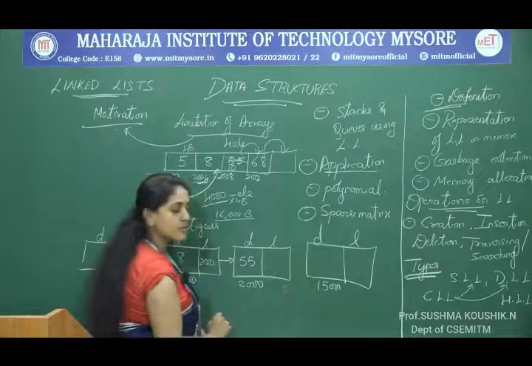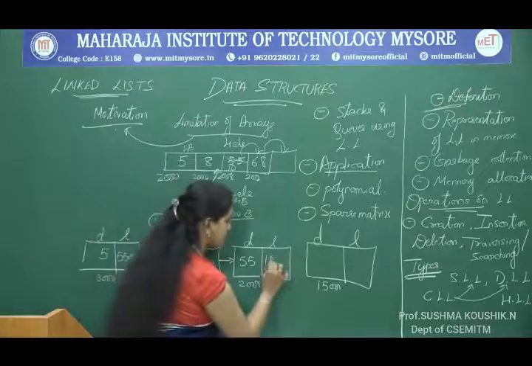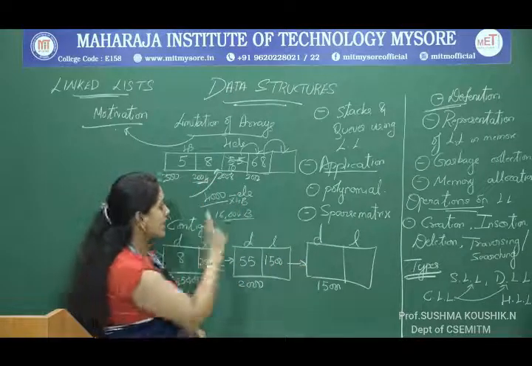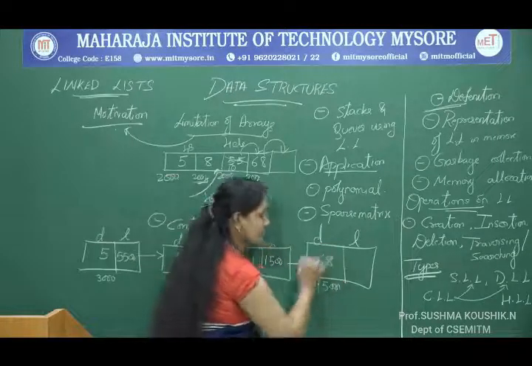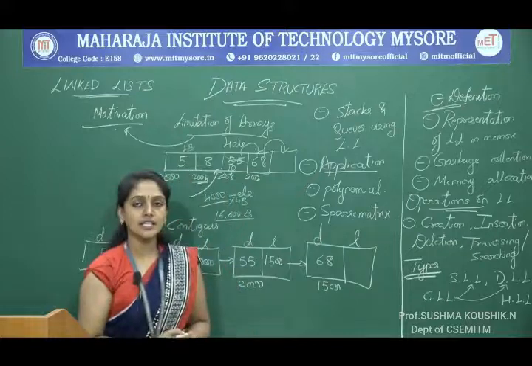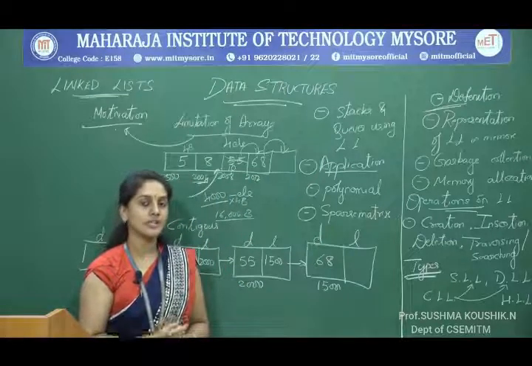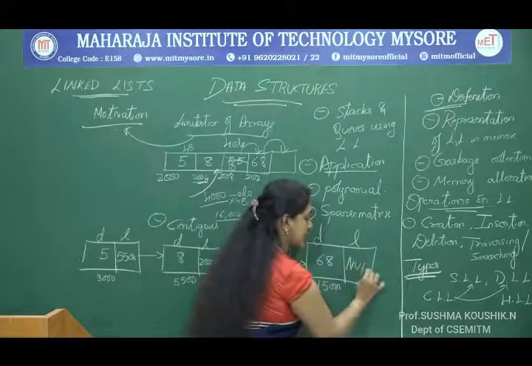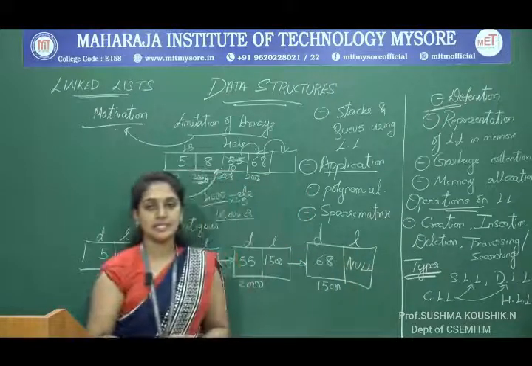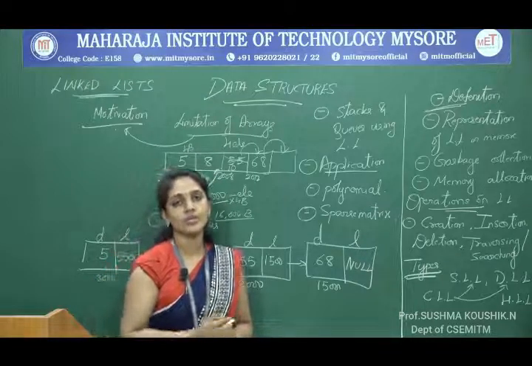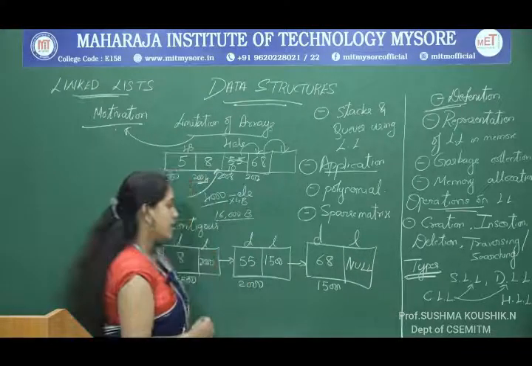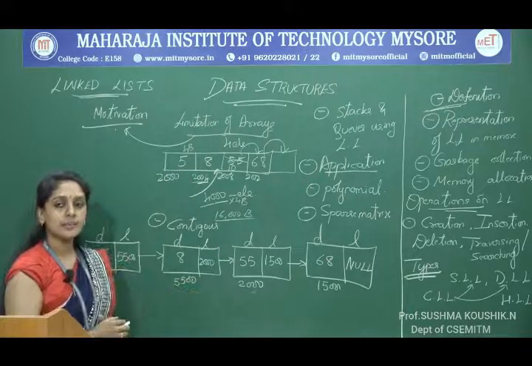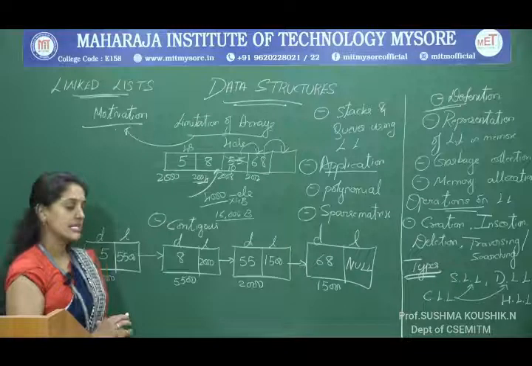The next node is pointing to 1500, therefore it is 1500. Here comes the point, the last node which we are coming to is 68. Since this particular node is the last node, the address stored over here is null, which indicates that we have ended the linked list and there is no more node going ahead to be fetched. So this is how the pictorial representation of a linked list is seen.